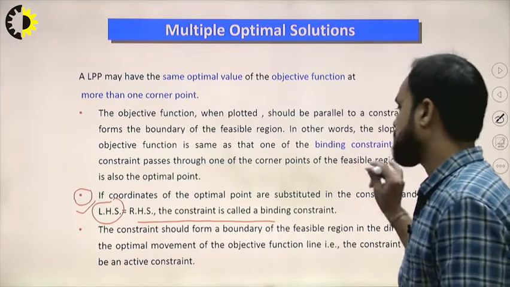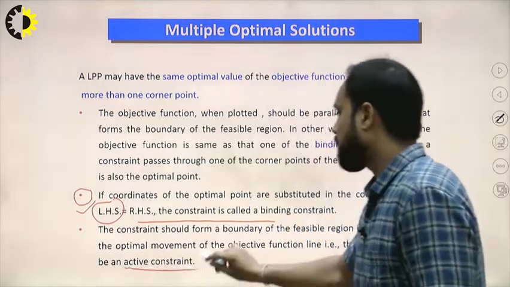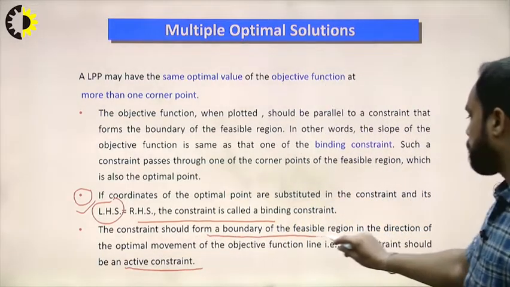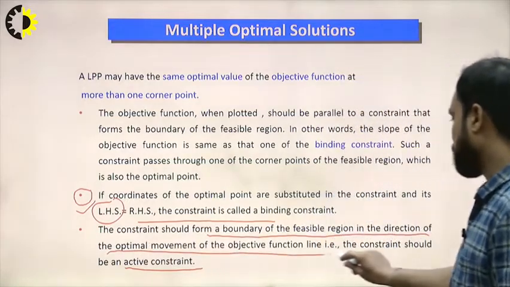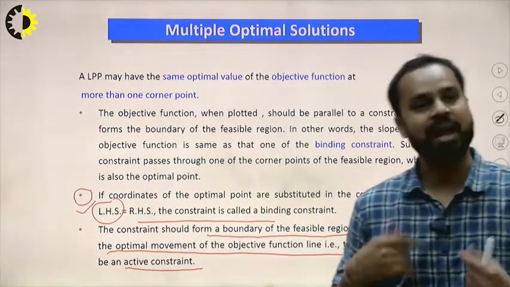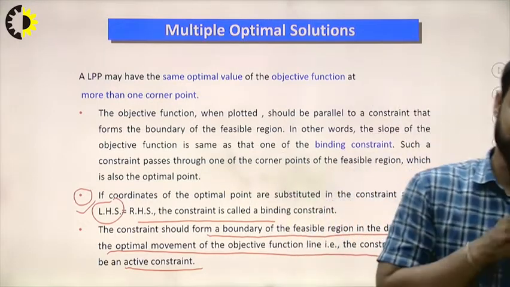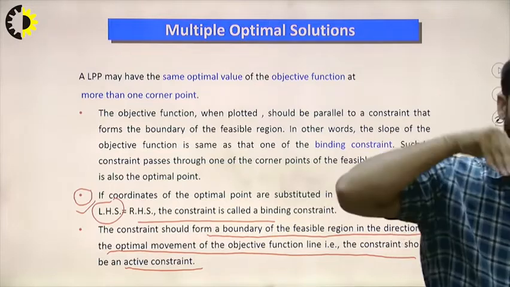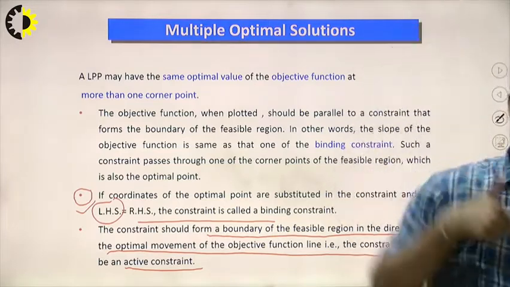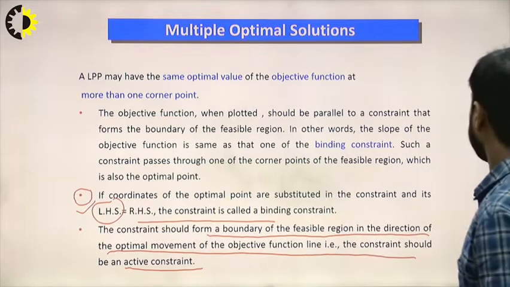That binding constraint is also known as the active constraint if the constraint shoots from a boundary of the feasible region in the direction of the optimal movement of the objective function line. That binding constraint is called the active constraint if we are moving in the objective function direction, in the movement of optimal direction. Then the constraint is also known as the active constraint.